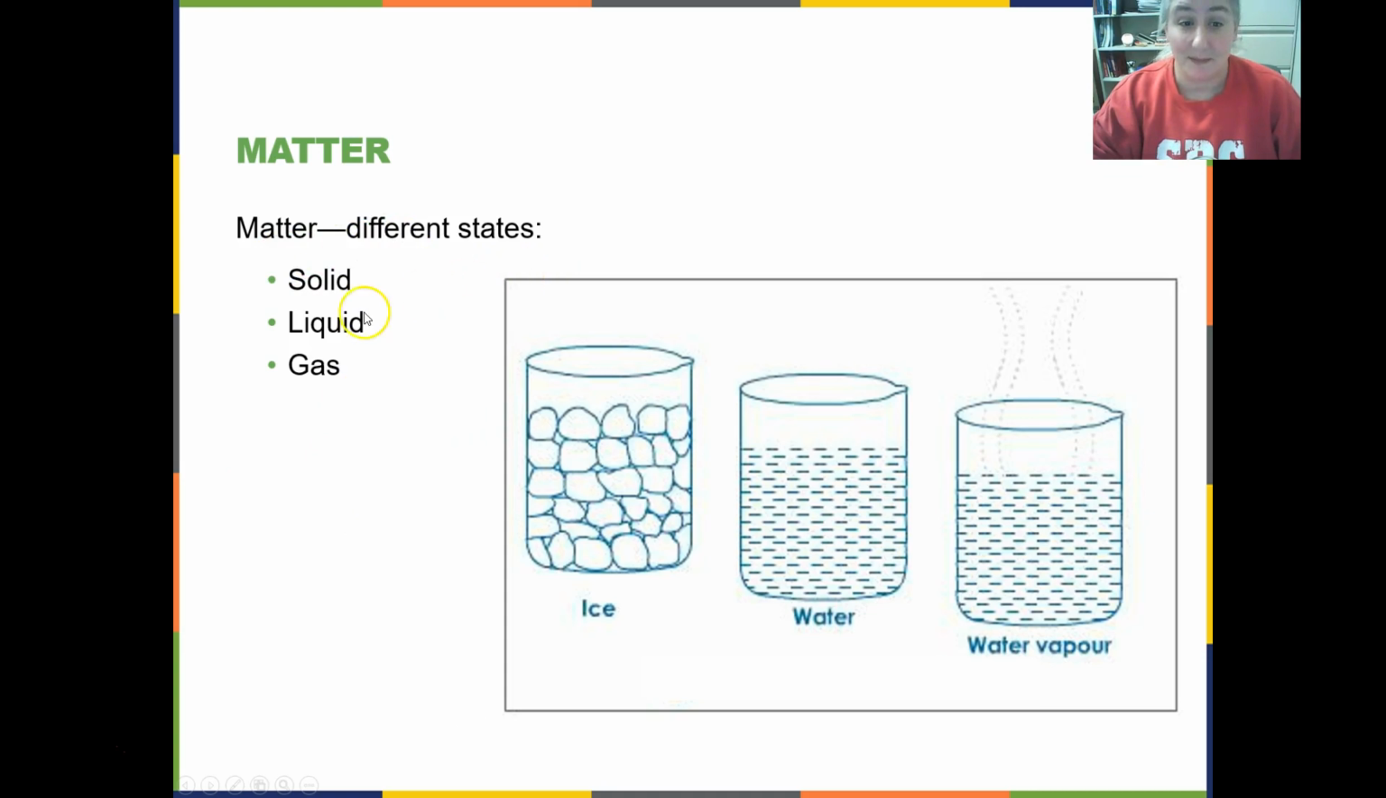Matter can be found in multiple phases. Most matter is not seen in all three phases, but water is one molecule that can be seen in all three phases. So it can be a solid, and in this case, if it's solid, it's ice. It can be liquid at room temperature. Water is liquid. And it can be a gas. So gaseous water is known as water vapor.